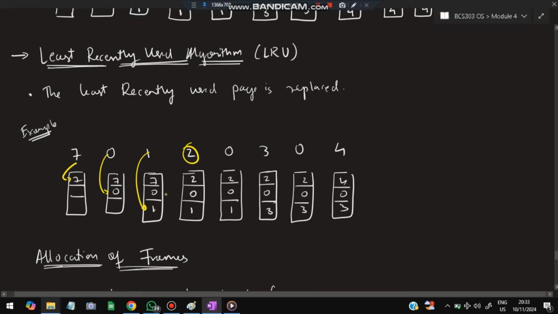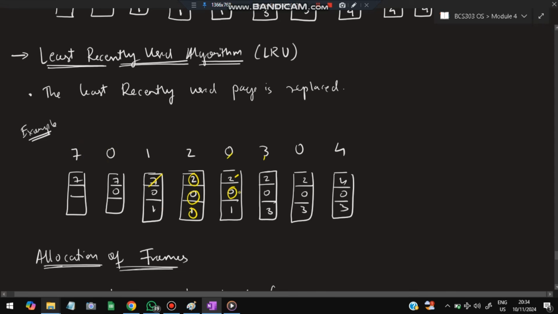Now 2 came, which one will I replace? 7, 0 or 1? I will check which one was least used. 1 is used recently, 0 is also used recently, 7 was used the longest ago, so I'll replace 7. I'll put 2 here. Now 2, 0, 1. Again 0 came, 0 is already present here.